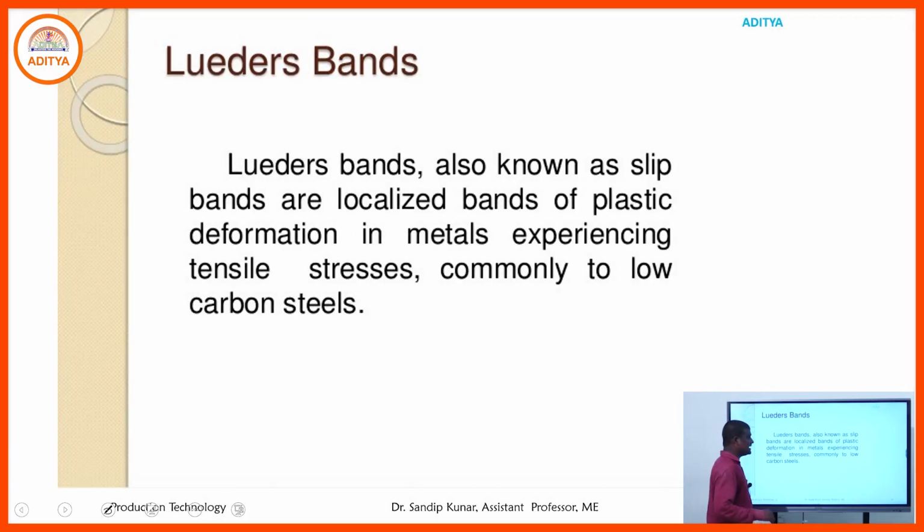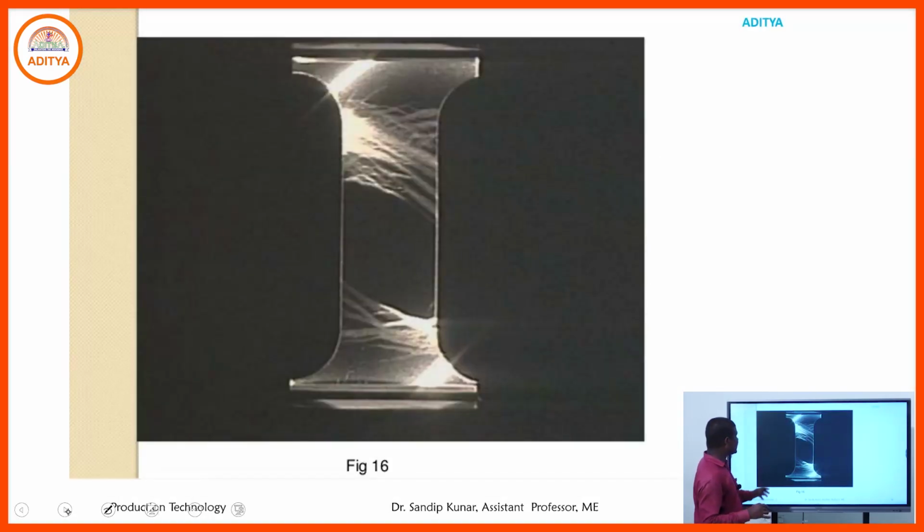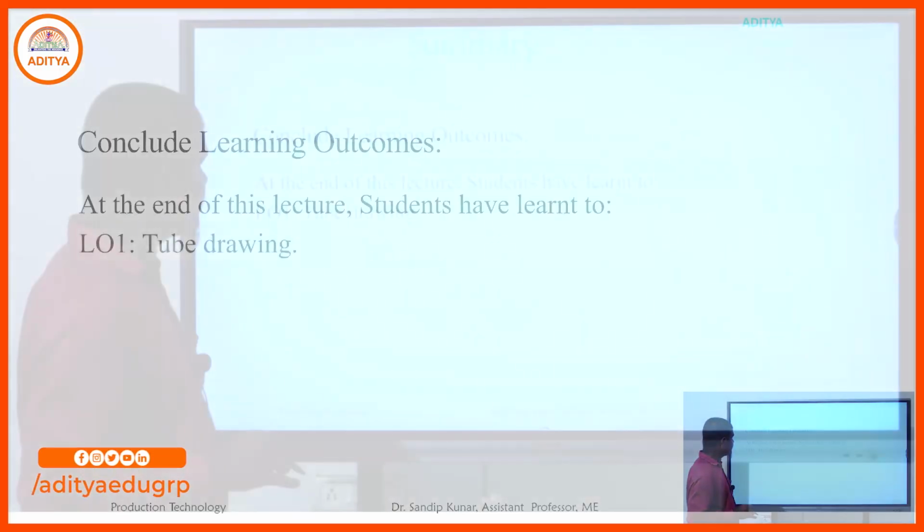Ladder bands. Ladder bands occur due to higher elongation. They are also known as slip bands. These are localized bands of plastic deformation in metal experiencing tensile stresses, meaning more elongation takes place in that particular product. Generally that type of problem happens in low carbon steel.